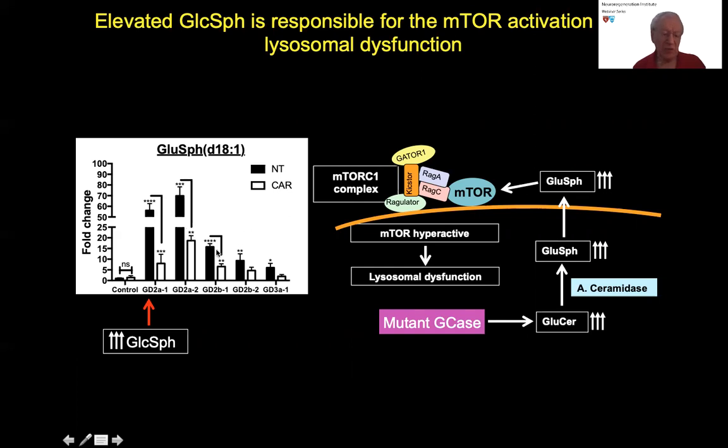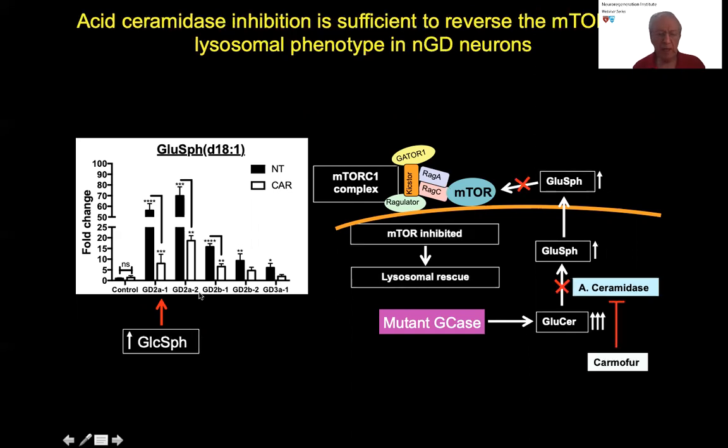And this is also true, although to a lesser extent, in GD3. And when we inhibit this enzyme, acid ceramidase, with this compound, carmofur, then we bring down the levels of glucosylsphingosine in every case.